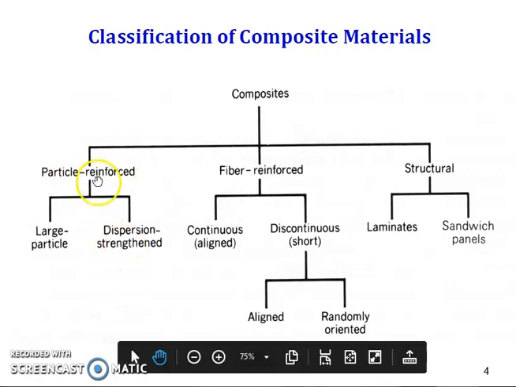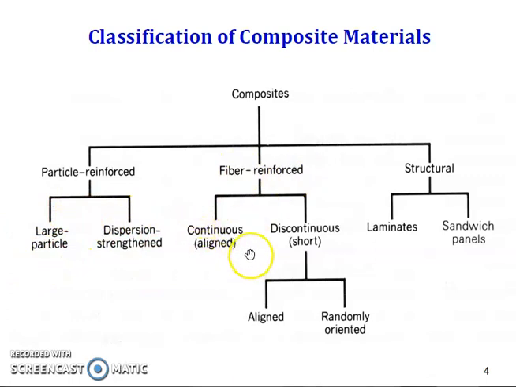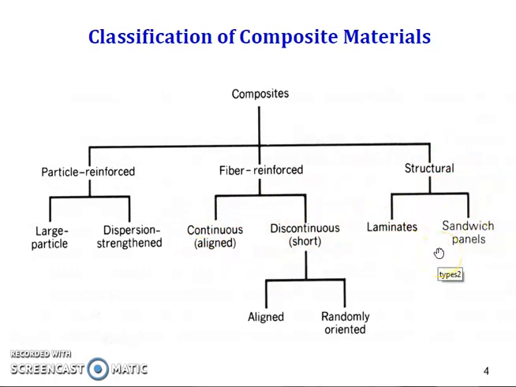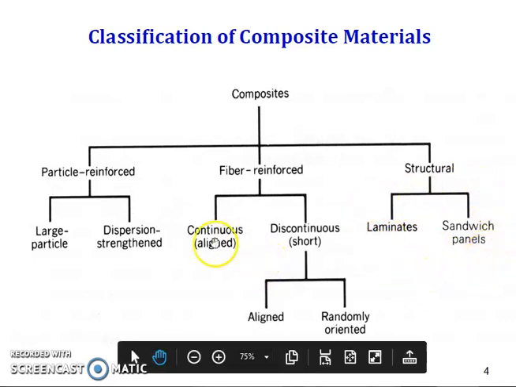Now, particle reinforced composites are classified into two types: large particle and dispersion. Then fiber is divided into two types, called continuous and discontinuous fiber. Then structural we call laminates and sandwich. The laminates have layer by layer construction; we call them plywoods. Plywoods are called laminates. Continuous and discontinuous: discontinuous will be in two forms, one aligned and another randomly oriented. These are the very important classifications of composite materials.